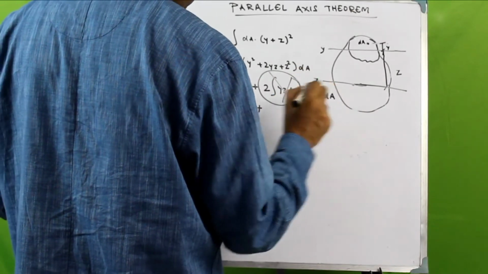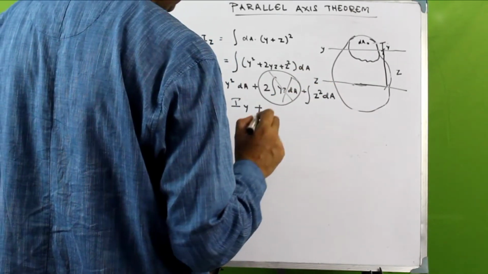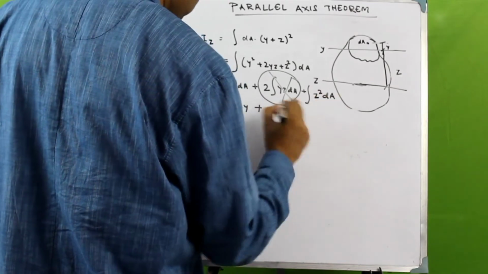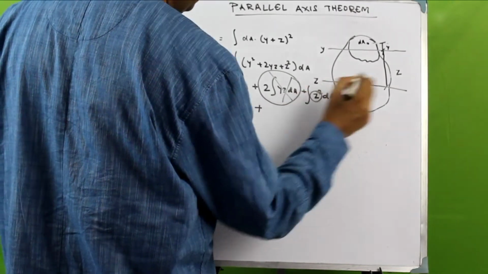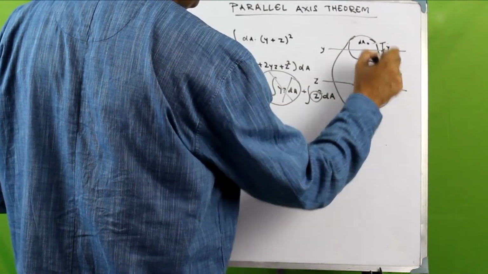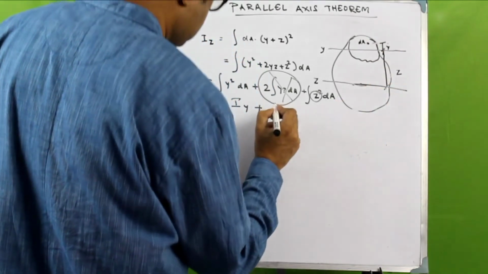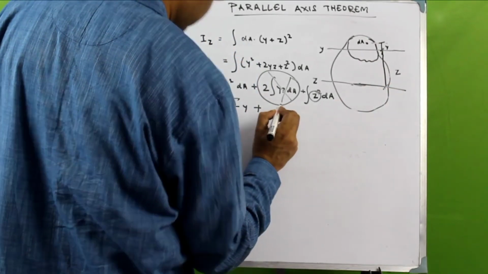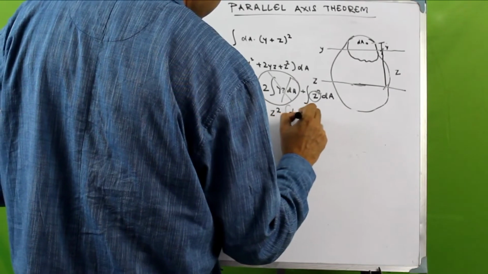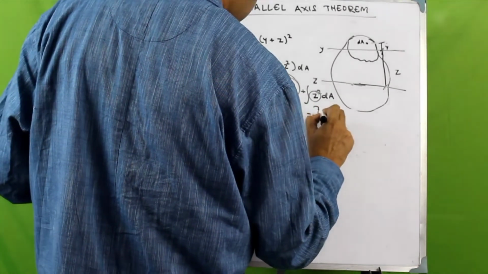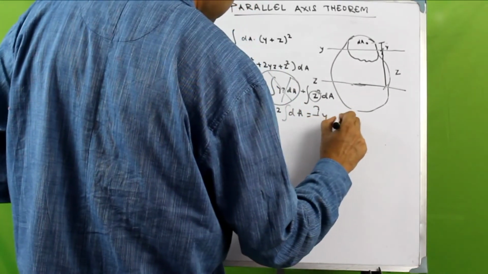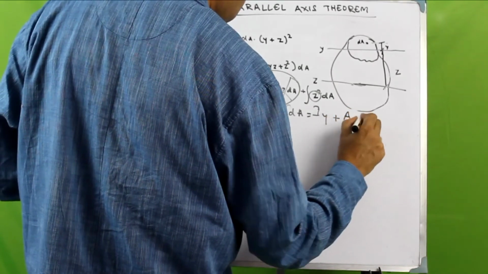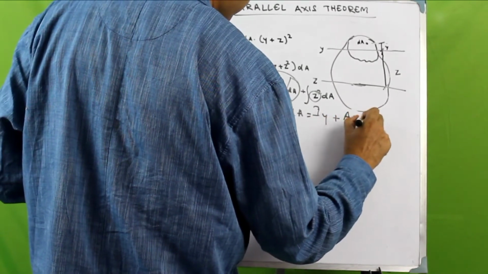So what would remain is, so this one is constant, right? Because this is a distance between two fixed axes. So then we have z square dA. So that would mean that Iy plus A into z square.